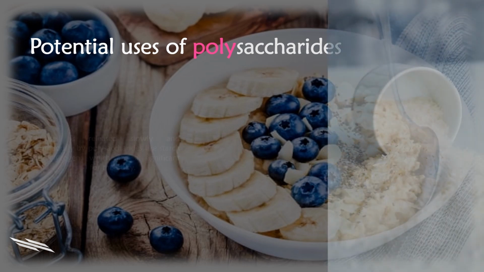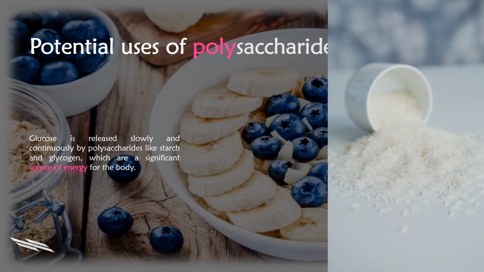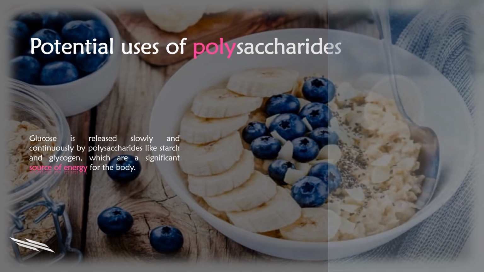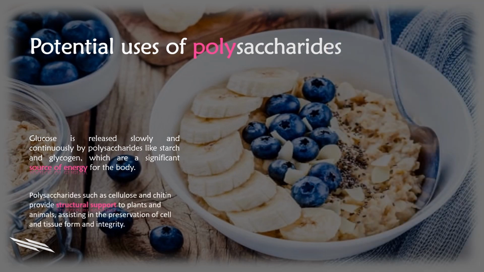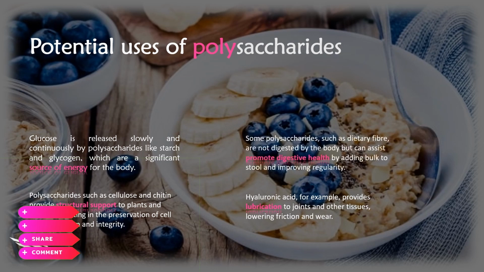Glucose is released slowly and continuously by polysaccharides like starch and glycogen, which are a significant source of energy for the body. Polysaccharides such as cellulose and chitin provide structural support to plants and animals, assisting in the preservation of cell and tissue form and integrity. Hyaluronic acid, for example, provides lubrication to joints and other tissues, lowering friction and wear. Some polysaccharides, such as dietary fiber, are not digested by the body but can promote digestive health by adding bulk to stool and improving regularity.